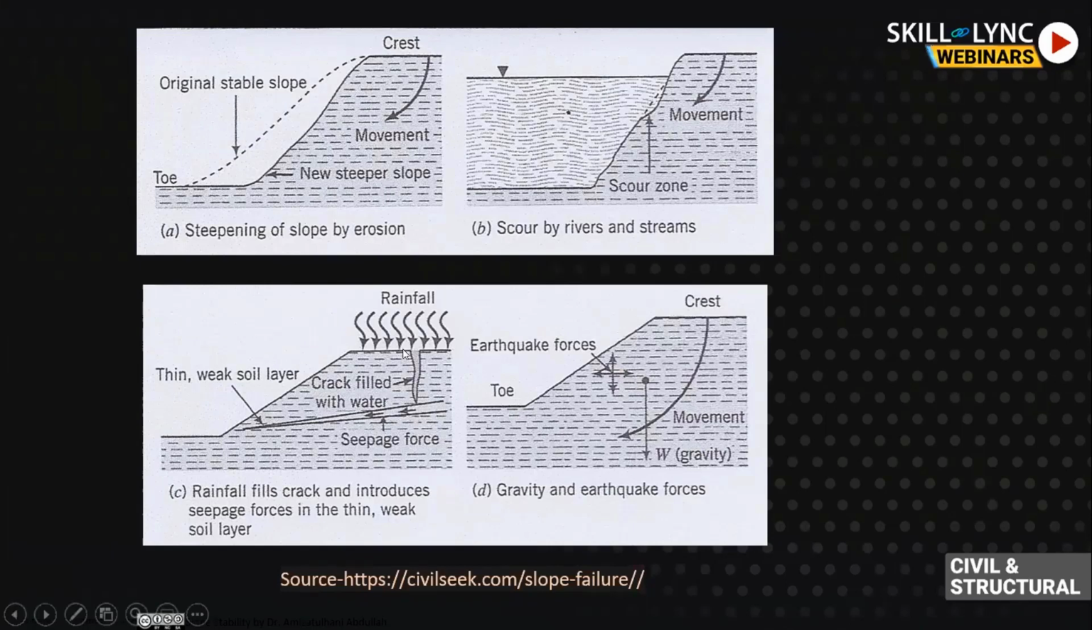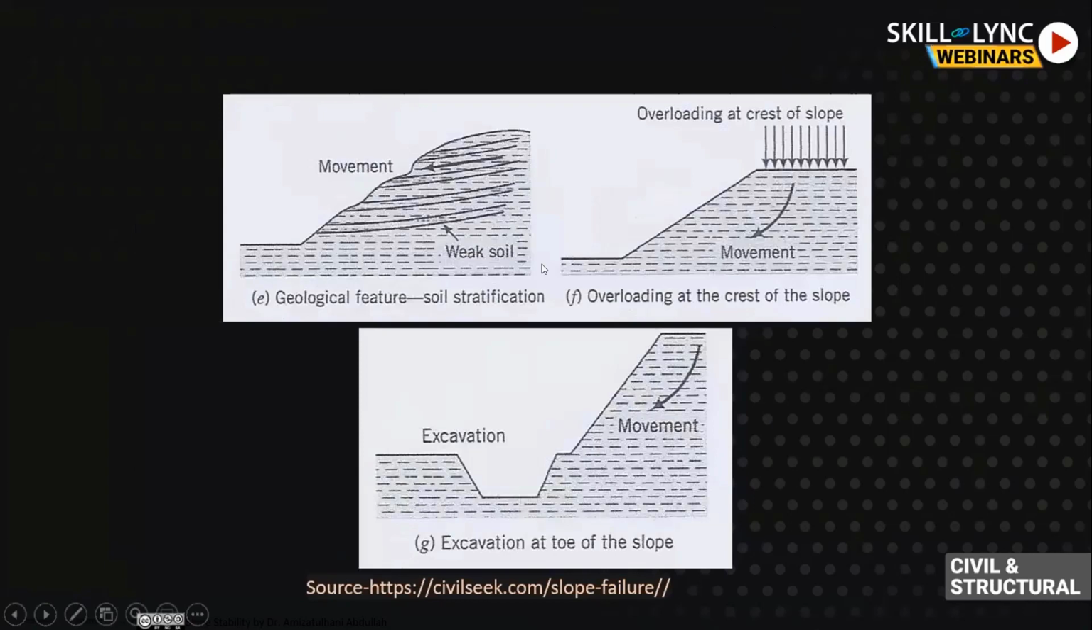Due to rainfall, water will be filling the tension crack. This causes seepage force to develop, and this further reduces the shear strength. Earthquake definitely will cause destabilization of the slope. Movement and geological features like soil stratification are another important factor to be considered in slope stability analysis.